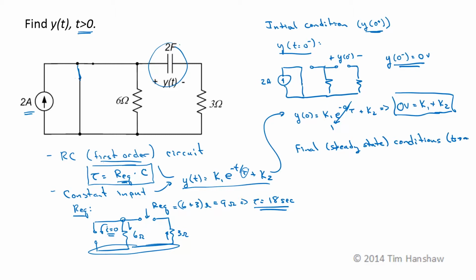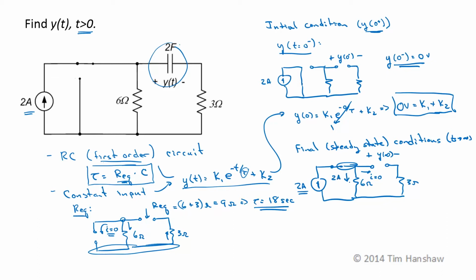This is as t goes to infinity. So the circuit as t goes to infinity looks like this 2 amp source. The switch is in this position. There's a 6 ohm resistor here. This capacitor, as t goes to infinity, if the forcing function is constant, will look like an open circuit. So there's no current through this side here. There's a 3 ohm resistor. So if there's no current there and I do KCL here, I know that there's 2 amps going through here, and the voltage across this resistor is going to be 12 volts, which is going to be the same as the voltage across these terminals. So y at infinity is equal to 12 volts.